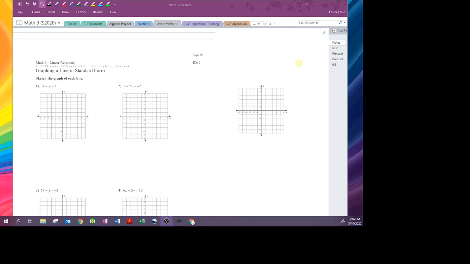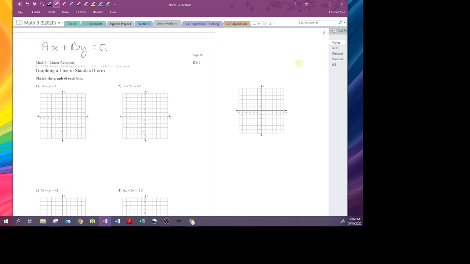Hi, grade 9s. Today we're going to look at lesson 3.3 of our linear relations unit, graphing a line given Ax plus By equals C, which is also called the standard form of the equation. So it looks like capital A x plus capital B y equals C, where A, B, and C are integers, and A is positive.